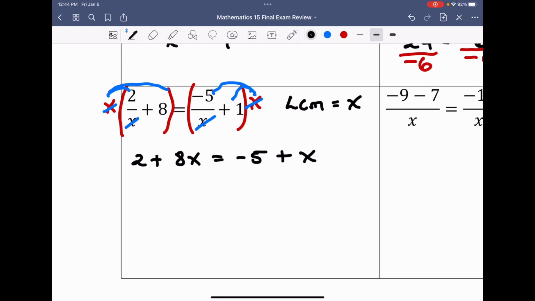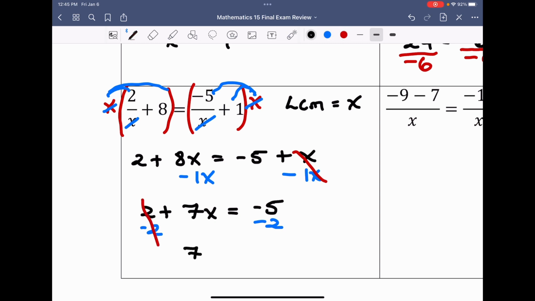Now, what I'm going to do is keep my x's positive. How I'm going to do that is I'm going to subtract away the 1x from this side, subtract away the 1x from that side. That's going to cancel it from the right-hand side, and I'm going to be left with 2 plus 7x is equal to negative 5. From here, what I'm going to have to do is subtract away the 2, because my goal is to isolate for this x. When I do that, the 2's go away, and I have 7x is equal to negative 7.